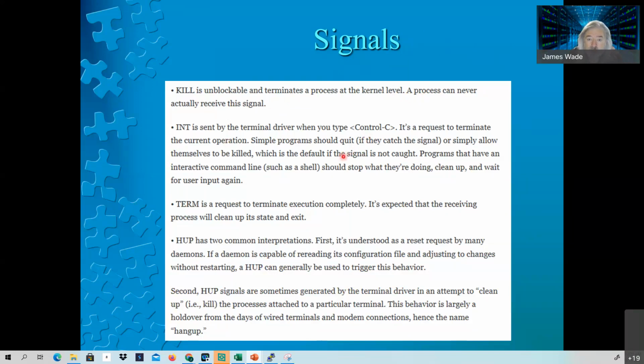So in other words, you run a process or a program in the window and you don't get the prompt back. It's just running away. And you can Control-C it and it will interrupt it. Programs that have an interactive command line, such as this shell, should stop what they're doing, clean up, and wait for user input. It's a way to kill something.